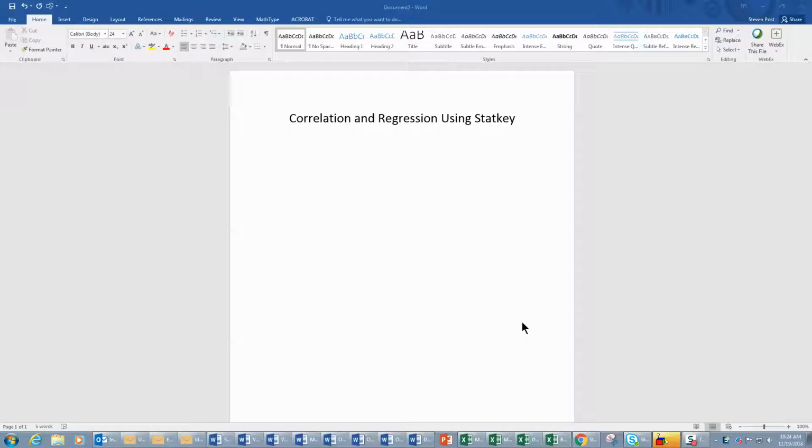The purpose of this screencast is to show how to do correlation and regression using Statkey. So we'll take this as our question. What is the correlation coefficient between the size of houses in Winona, Wisconsin, and their price?